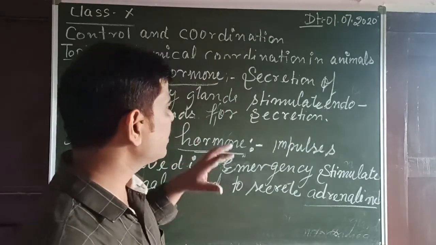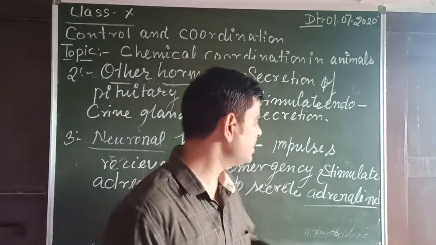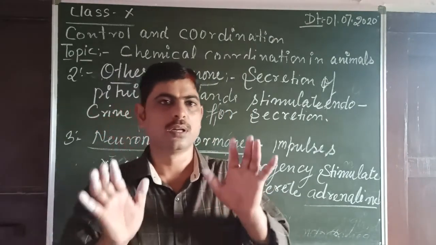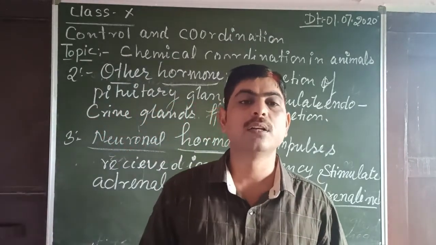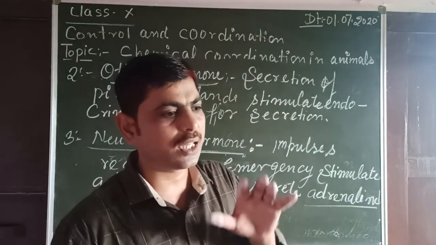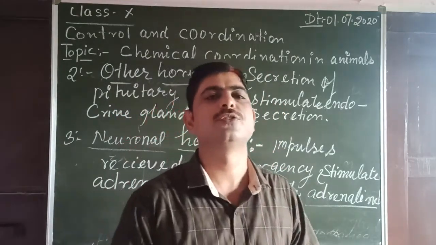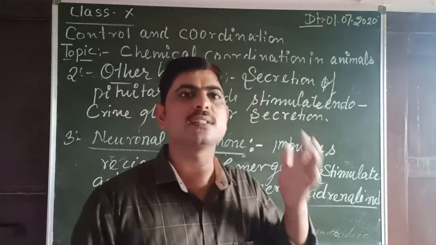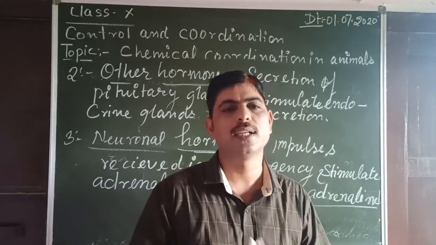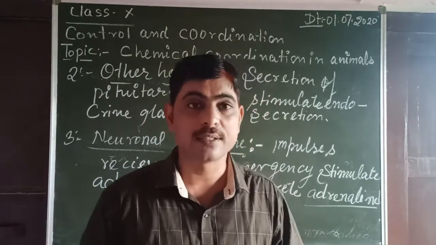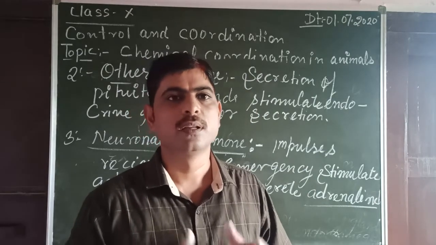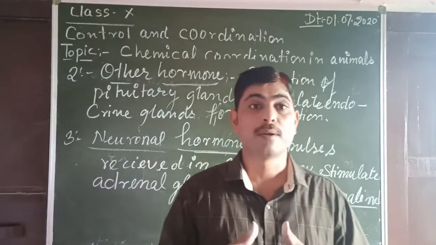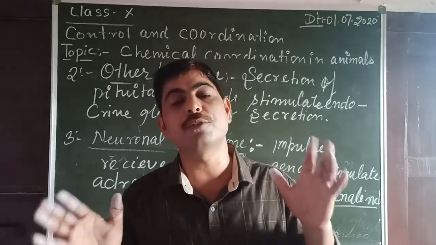Okay. So this is all for today. These all three, the specific metabolites, other hormones, and neuronal hormones, are the changes in the internal environment that stimulate the secretion of hormones by the endocrine glands. And external changes you studied earlier. Okay, repeat the video again and again. See it again and again, very important chapter, and it will come in use throughout your life.